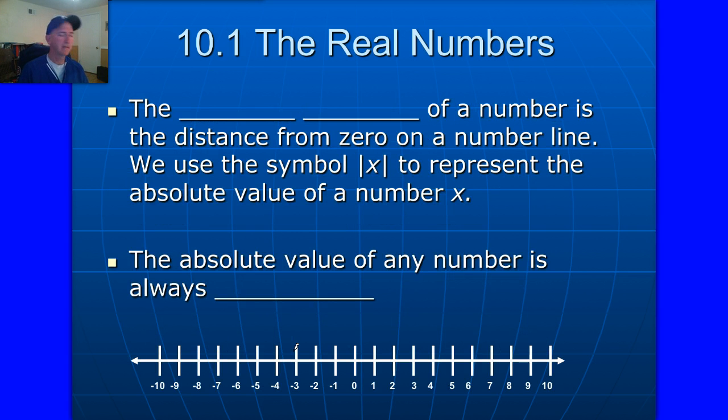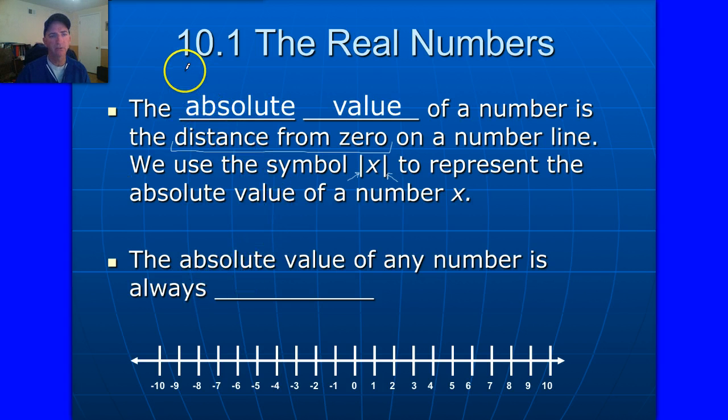And then here's a word you're probably not familiar with. The blank blank of a number is the distance from 0. That's the key phrase in this word I'm going to reveal: the distance from 0 on a number line. When we use this symbol right here, you see the bars around the X? That represents this thing I'm about to show you, and the blank is to be filled in with the phrase absolute value. Absolute value is the distance from 0 on a number line. This symbol is read as the absolute value of X. That's what those bars mean.